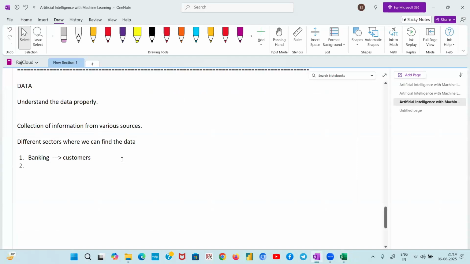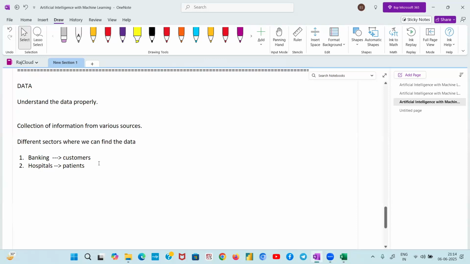Next one, yes, if I take hospitals, we can also see a lot of data, or not. So patients' information will be there in the hospital. Which information? Customer, we don't call them customers, right? We don't call them customers, we call them patients.